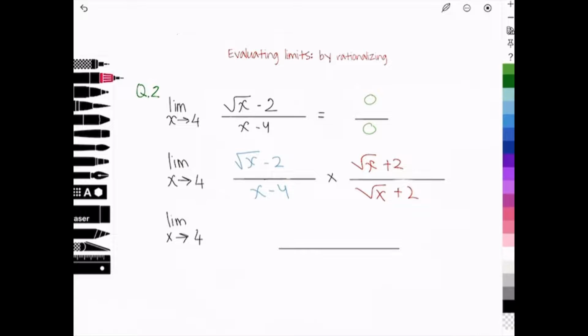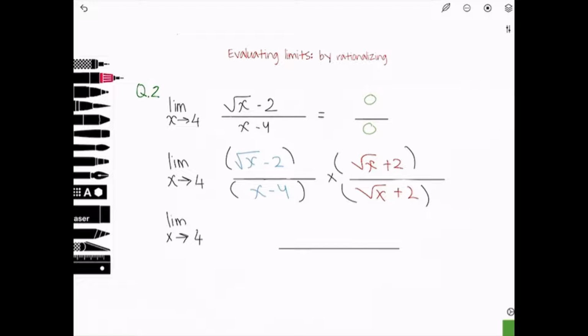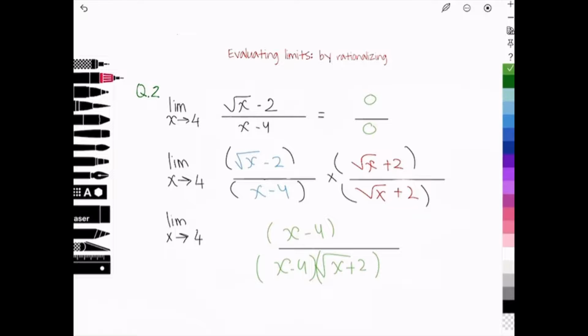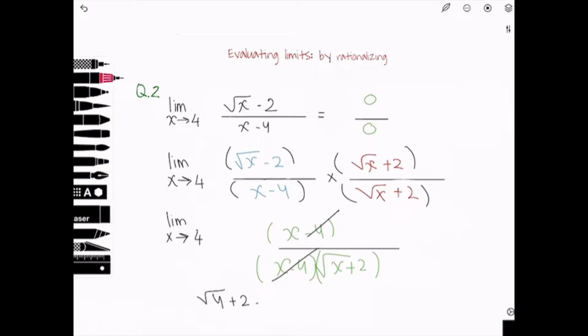So now we put each one in separate brackets to know that we are multiplying, and then we start multiplying. So first, square root of x times square root of x is x, and minus 2 times 2 would be negative 4. And the denominator, we'll bring it down as it is, so x minus 4 and square root of x plus 2. So the common factor here is x minus 4, so we cancel it out. So we're left with the square root of x plus 2. What do we do now? We just substitute x by 4. So square root of 4 plus 2 is 4, so the answer would be 1 over 4.